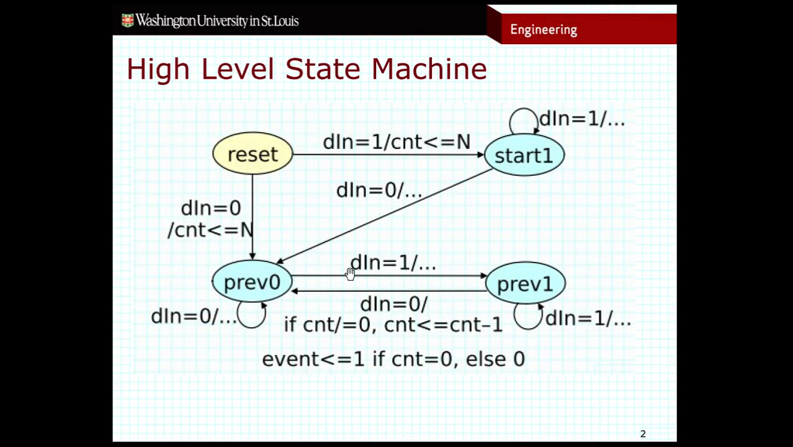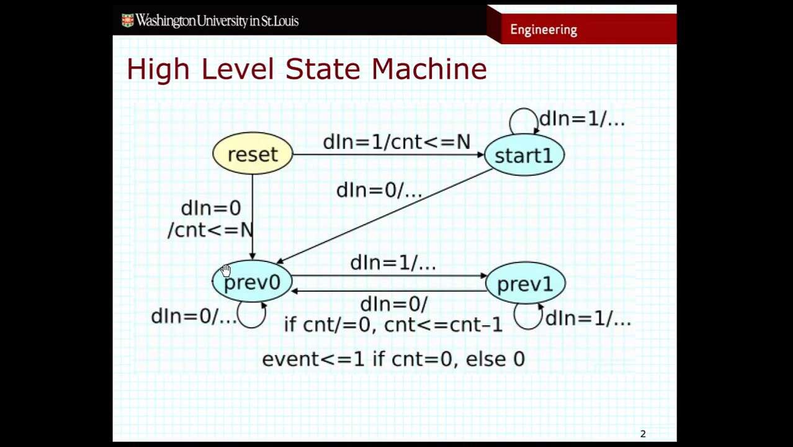And then once we make it to this state, you can see that dn can be 1, that'll take us to previous 1. And then if dn goes back to 0, we go to previous 0. And so basically, we're just going to bounce back and forth between previous 0 and previous 1. That's how the inputs work. That's how the transitions work. Now let's take a look at the outputs.